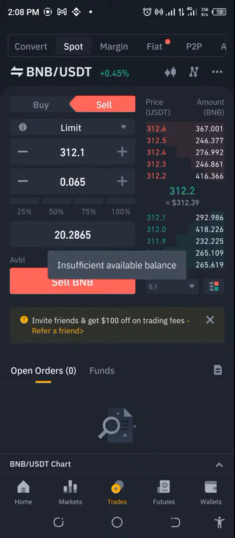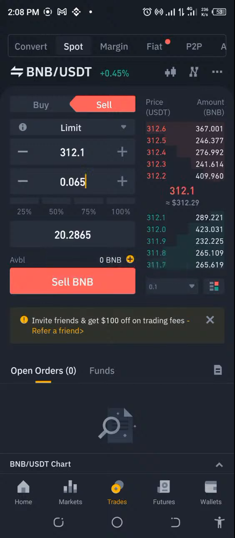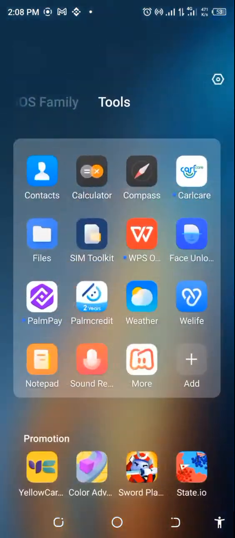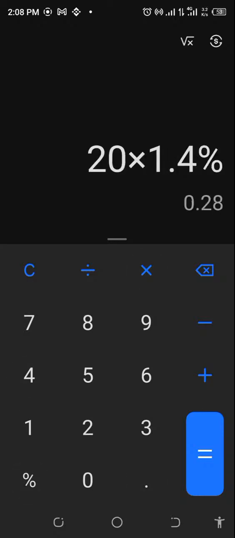So that's like about 1.4%. Is that 1.4%? Something in that range. Let me be sure. Yeah, that's 1.4%. I was thinking of going, let me use my calculator just to be on the safe side. So that's 20 times 1.4%. Okay, yeah. So let's go ahead and try this out.